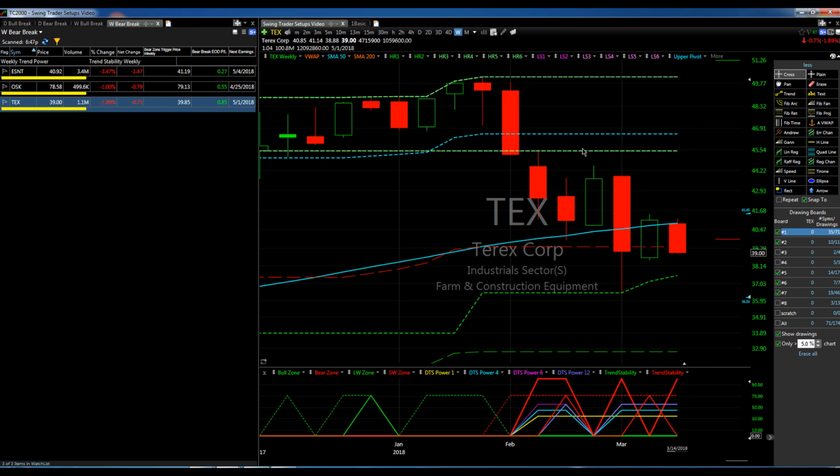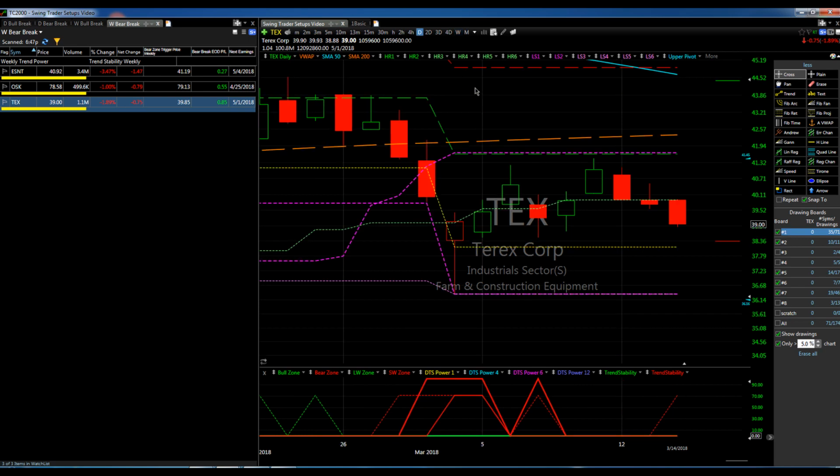TEX lost the 50 week last week. You got it back above it, opened right on it this week. It's headed back down. This has been in a bear zone for several weeks, and it just continues down in this area. You can look at your dailies. You're not in a bear zone on the daily. You're just kind of sideways and drifting down.